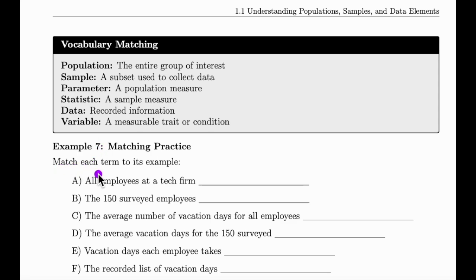So we're going to match each term to its example. Part A is asking about all the employees at a tech firm. All employees would be the entire group of people that we're interested in studying. So for part A, we would label that as the population. It's the entire group of interest. And a key word to help me find that is that we're looking at all employees.